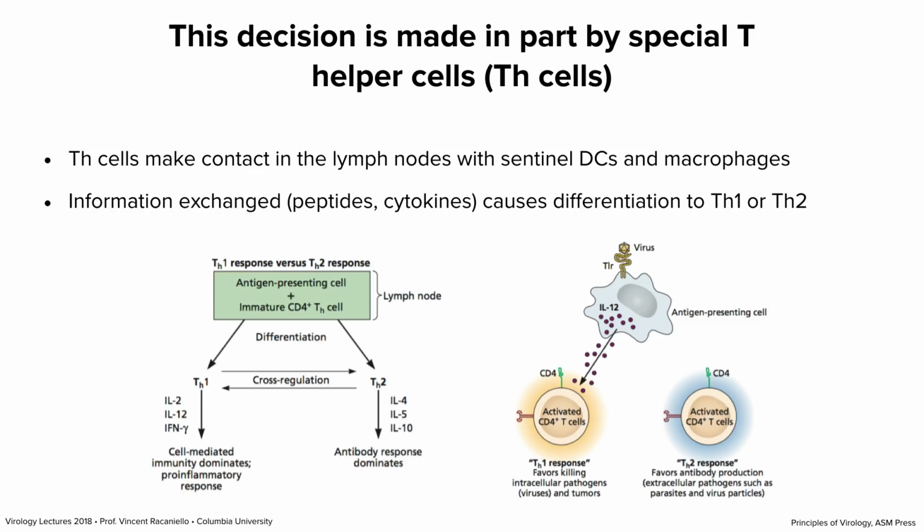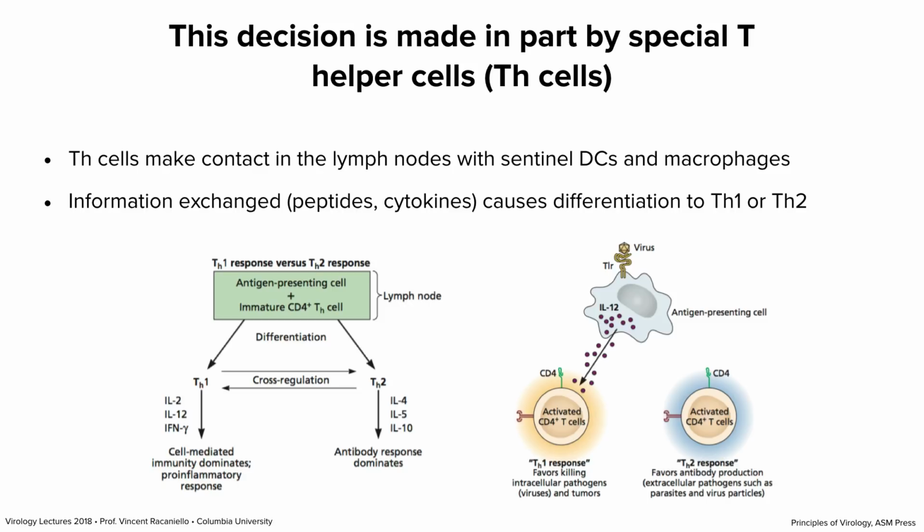And this decision is made by helper T cells, which contact the DCs and the macrophages in the lymph nodes as they're presenting antigen. They exchange peptides. They exchange cytokines, right? Peptides in the context of MHC2, and they will determine whether the cells differentiate to Th1 or Th2. These are two different kinds of T helper cells. Th1 helper cell differentiation will favor cell killing. Th2 will favor the production of antibodies. And so an antigen-presenting cell presenting antigens in the lymph node will synthesize and produce, along with that, various cytokines which will favor one or the other.